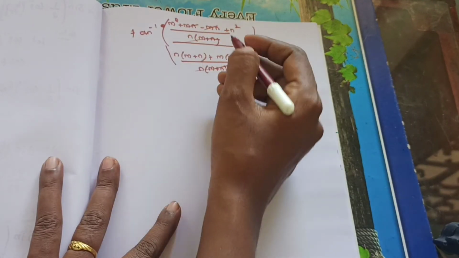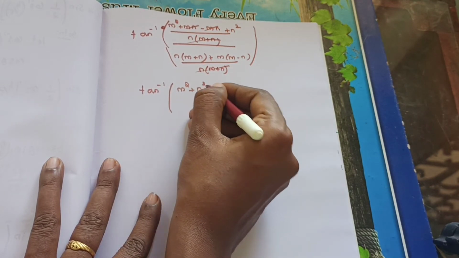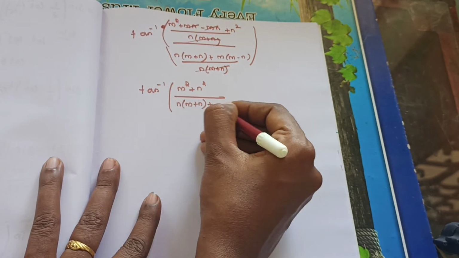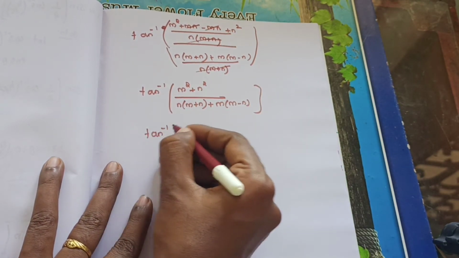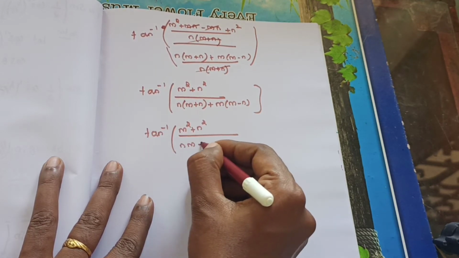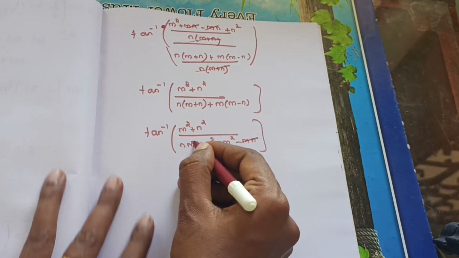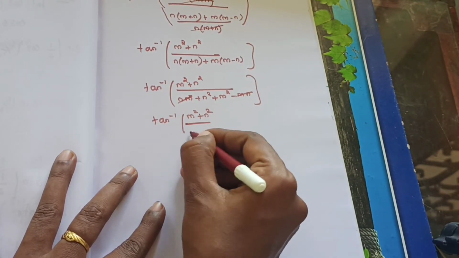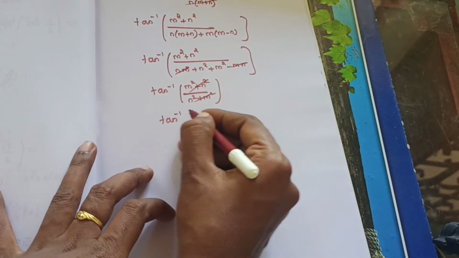Will get cancelled. This two will get cancelled. So tan inverse of, what's the balance? M square plus n square divided by n into m plus n plus m into m minus n. So that is tan inverse of m square plus n square divided by nm plus n square plus m square minus mn. So this also will get cancelled. So tan inverse of m square plus n square divided by n square plus m square, both are same. So it will get cancelled. That is equal to tan inverse of 1.